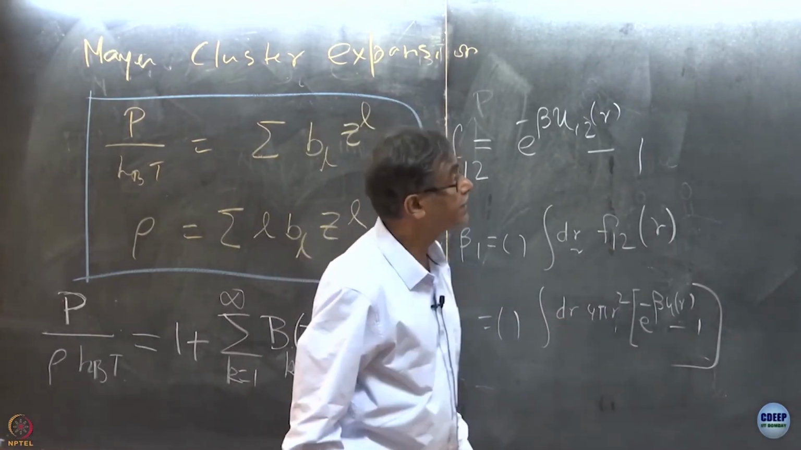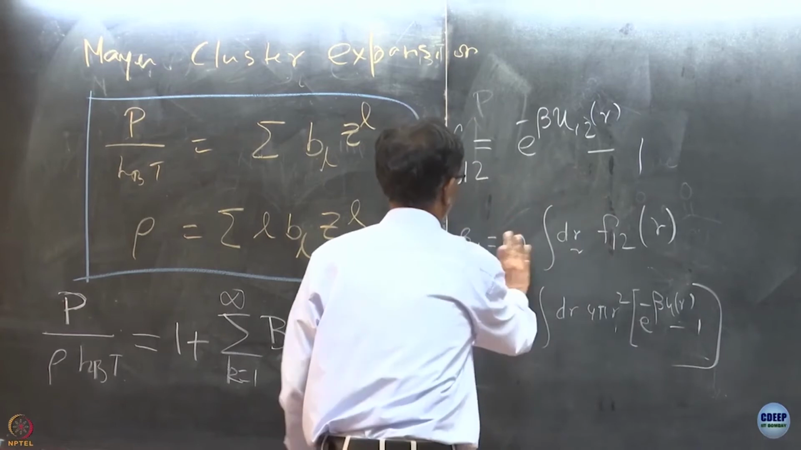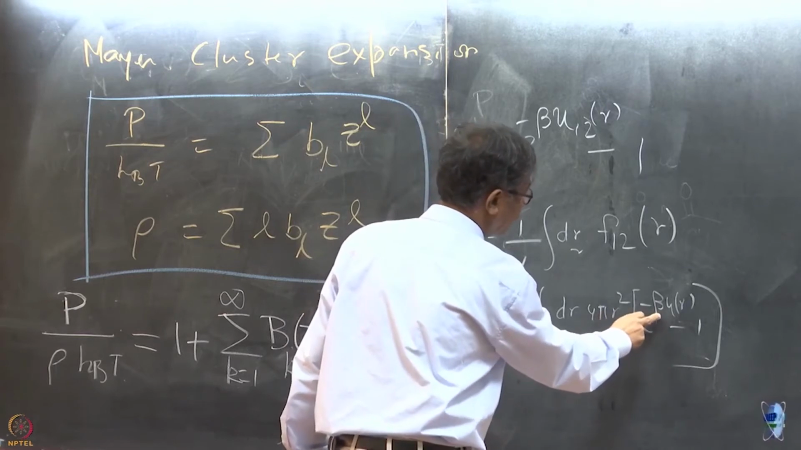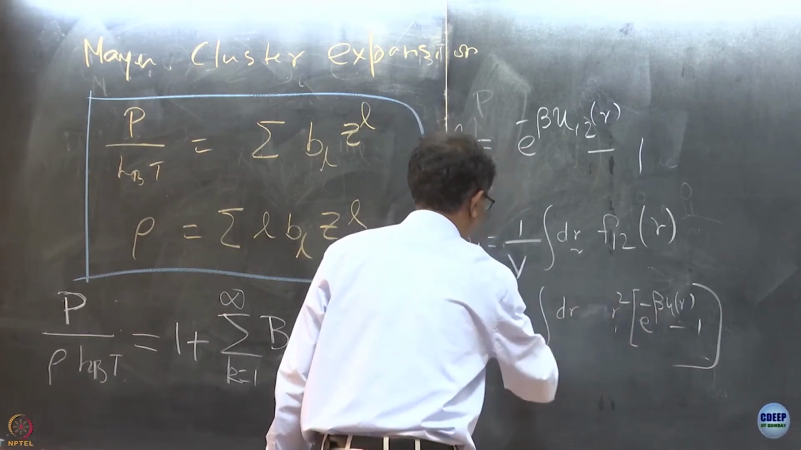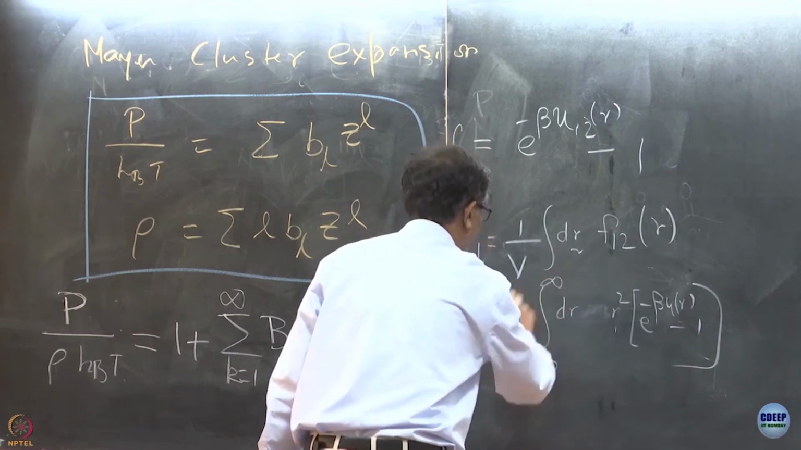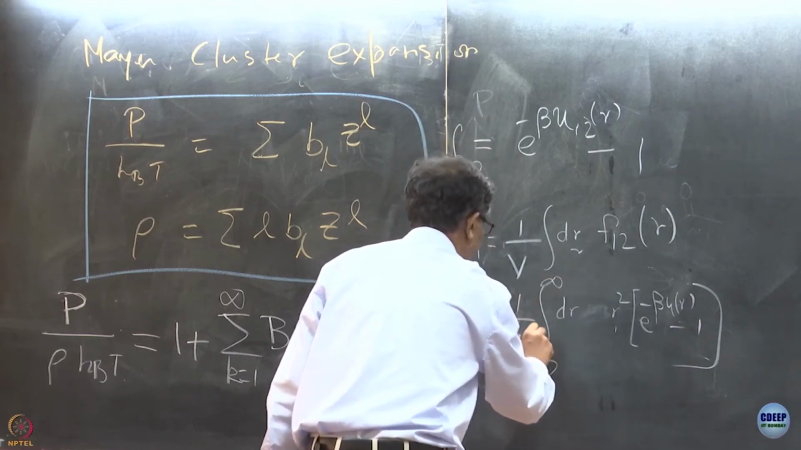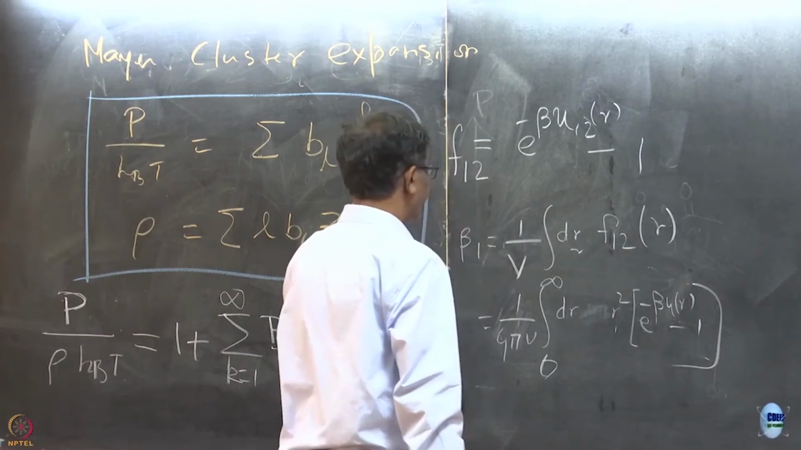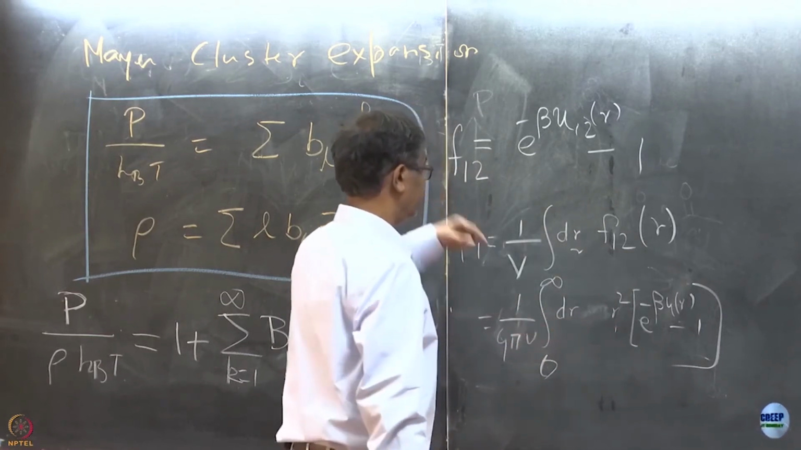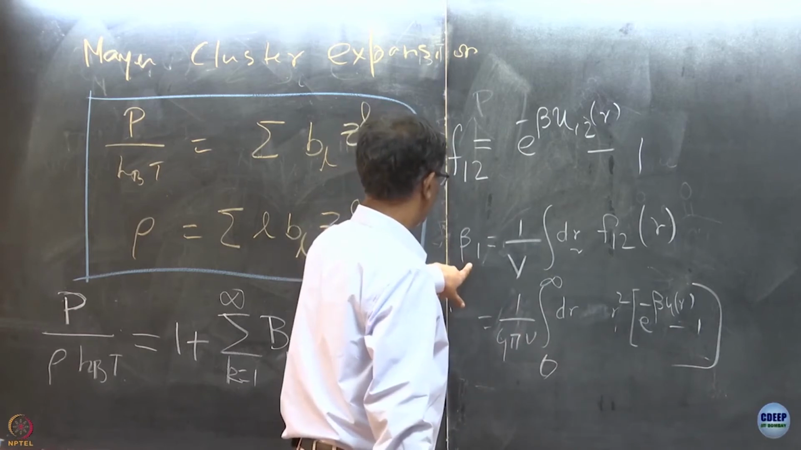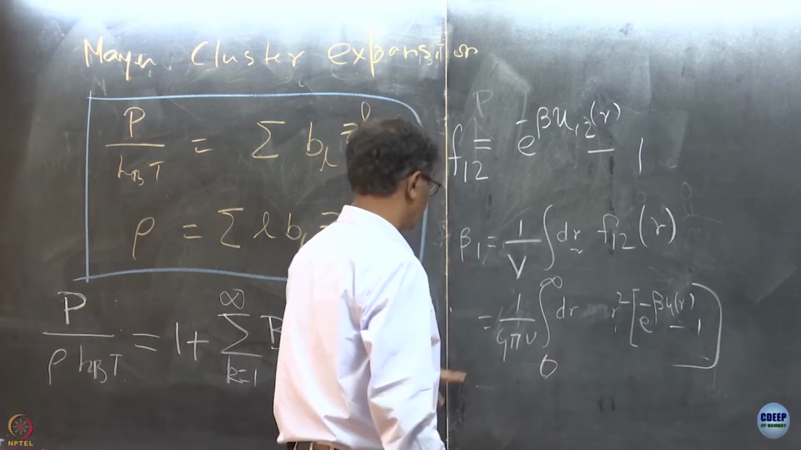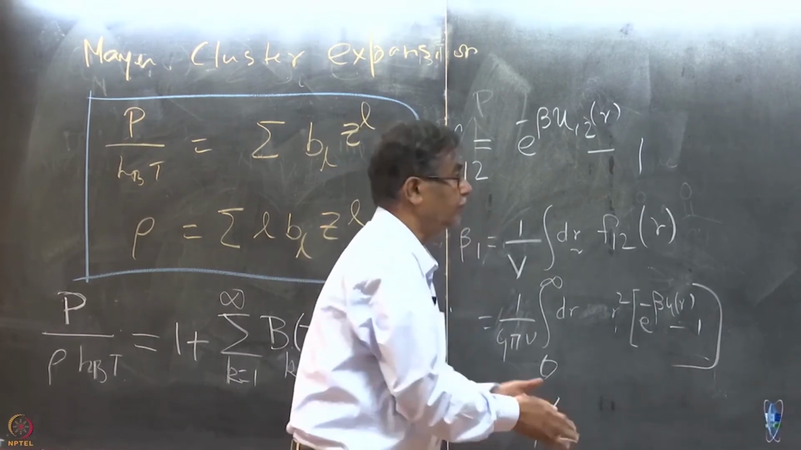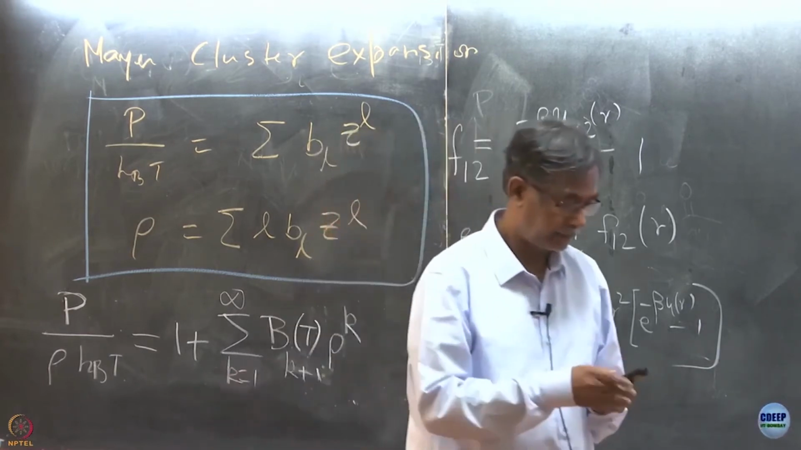So there is a factor of volume in front. This has a strong temperature dependence that comes from beta. The 4 pi comes out, integral from 0 to infinity, so 4 pi V. This is the expression of my first irreducible cluster integral, which is also V2 by 2. Now I will show you how that happens, and we will stop after that.